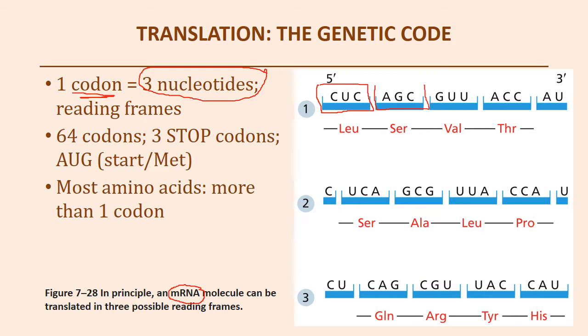Now, the illustration right over here on your right hand side is showing you what we call reading frames, and it's showing you that within one strand of mRNA we can come up with different ways to read our codons. It doesn't necessarily mean that, like in example 1, you start with the first 3. You can also start with the second one, or you can start your codon after the third one. There are different ways to break it down into codons.